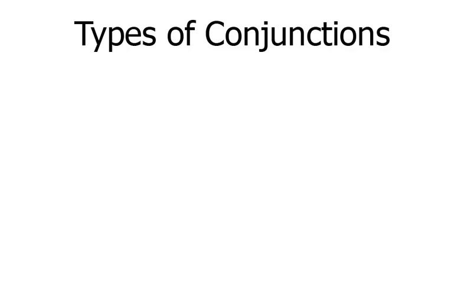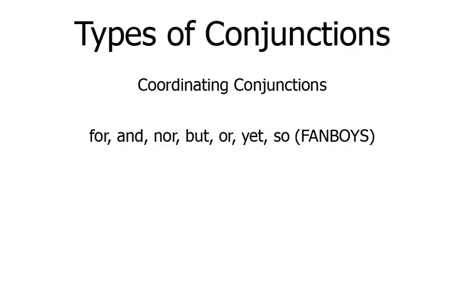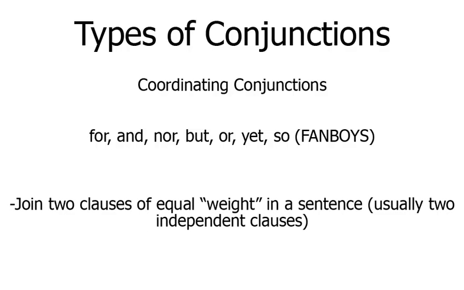Now let's talk about types of conjunctions. The most famous of the conjunctions are the coordinating conjunctions, and there are only 7 of them: for, and, nor, but, or, yet, and so. If you're into acronyms, the way to remember them is fanboys. And coordinating conjunctions are used to join two clauses or parts of a sentence that are of equal weight.